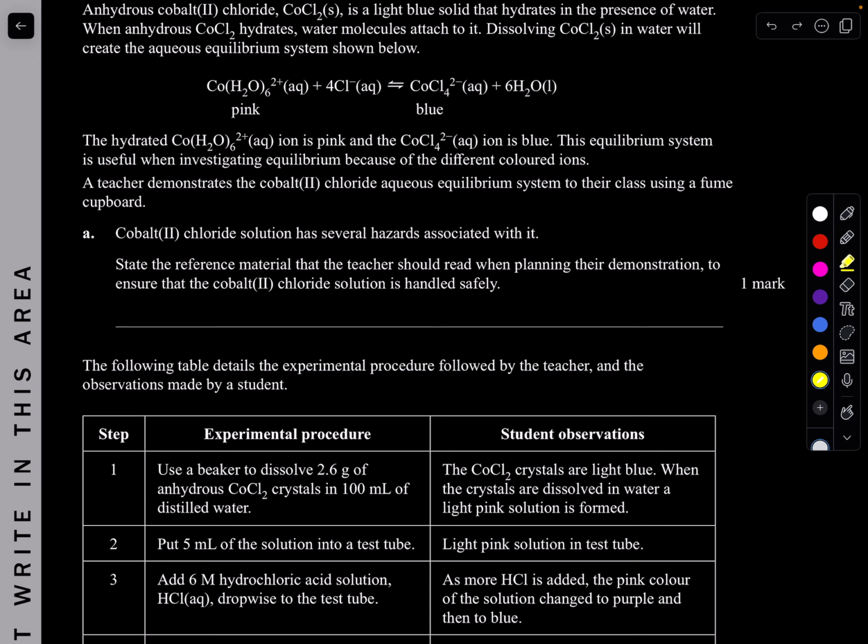Remember, whenever you do an experiment, your teacher will give you a safety data sheet or read it out to you, and it tells you if it's flammable, or if it creates irritation in your eyes. She's just going to read out their safety materials. She has to, because it is a very important thing to do. So the reference material is the safety data sheet. Easy.